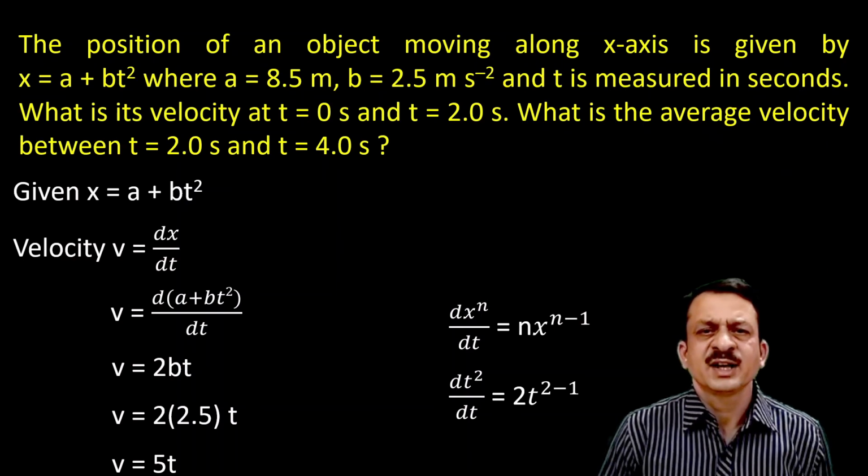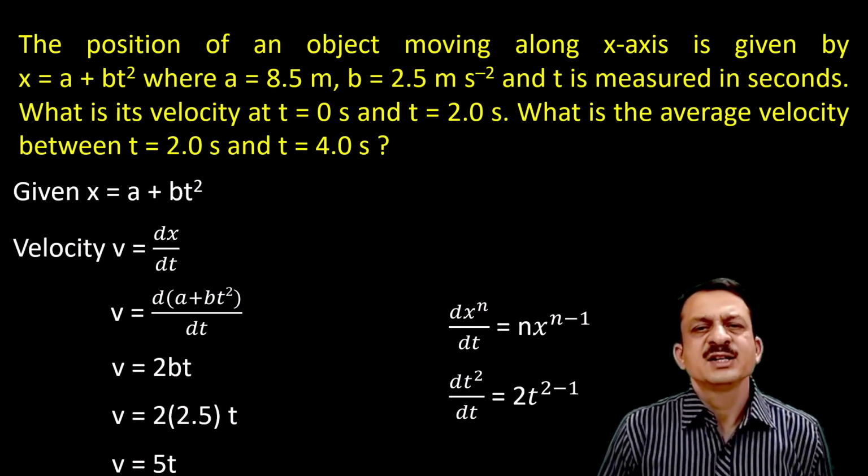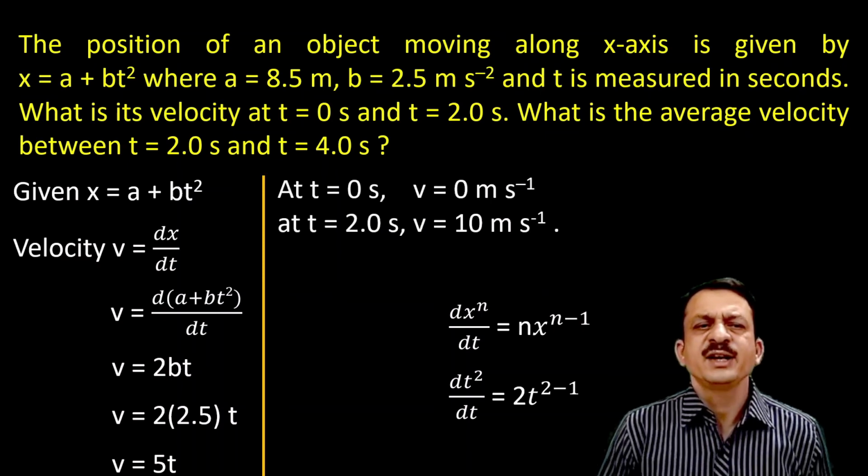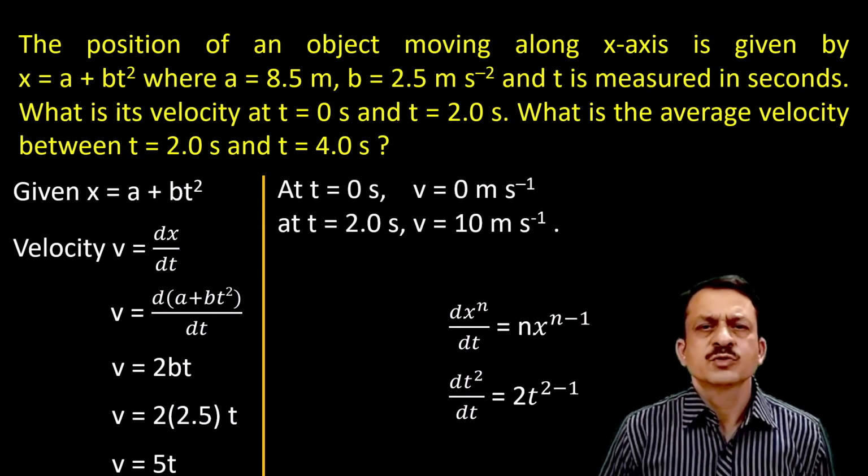ಫಸ್ಟ್ ಕೇಸ್ ಏನು ಹೇಳಿದಾನೆ, we have to calculate what is the velocity at t is equal to 0, what is the velocity at t is equal to 2 seconds ಹೇಳಿದಾನೆ. ಸೊ ಅಲ್ಲಿ t ಗೆ ನೀವು ಸಬ್ಸ್ಟಿಟ್ಯೂಷನ್ ಮಾಡ್ಕೊಂಬಿಡಿ. ಫಸ್ಟ್ ಕೇಸಲ್ಲಿ 0 ಸಬ್ಸ್ಟಿಟ್ಯೂಷನ್ ಮಾಡಿ, ಸೆಕೆಂಡ್ ಕೇಸಲ್ಲಿ 2 ಅನ್ನು ಸಬ್ಸ್ಟಿಟ್ಯೂಷನ್ ಮಾಡಿ.